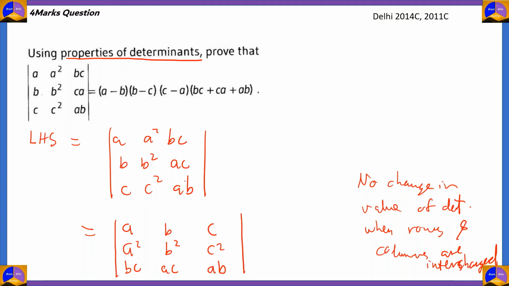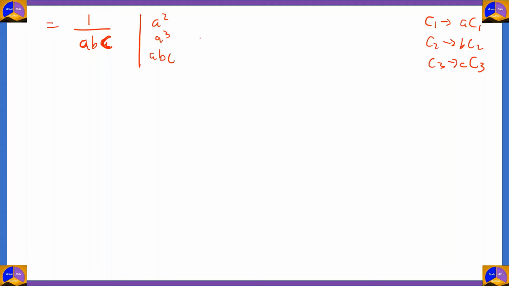Now what do we do? Over here, we have to multiply something in order to make the columns have some common factor. So what we do is our change is C1 changes to AC1, C2 changes to BC2, and C3 changes to C3. Therefore, our determinant will be 1 by ABC because it has to be equal. So we multiply and divide by ABC. And then in the determinant, it will be A squared, A cubed, ABC, B squared, B cubed, ABC, C squared, C cubed, and ABC.